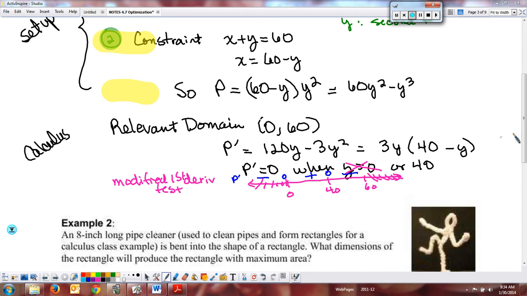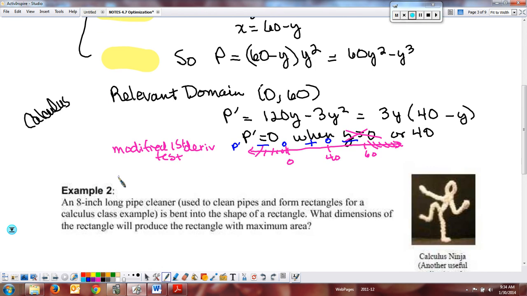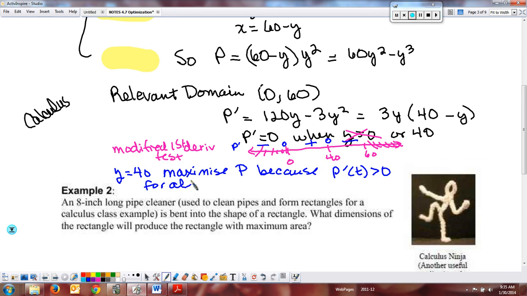All right, so we're going to make our calculus conclusion, and our calculus conclusion is y equal to 40 maximizes P because, okay, and here comes our calculus reason, P prime of Y is greater than 0 for all Y in our interval, 0 to 60. Well, actually, where do I want to stop that?